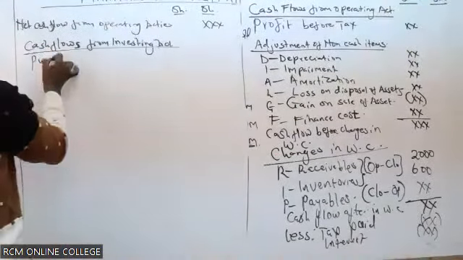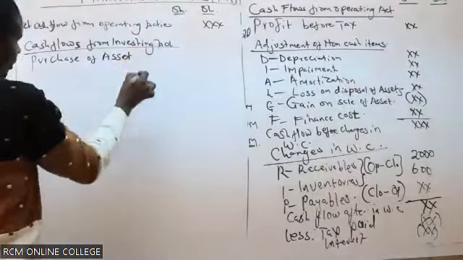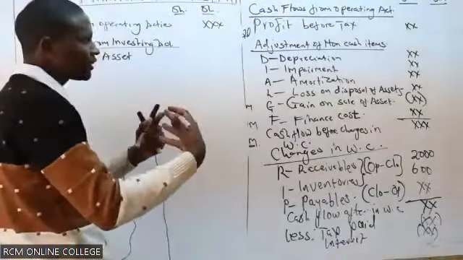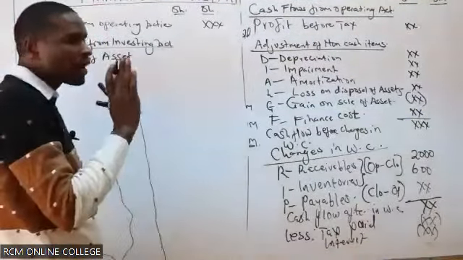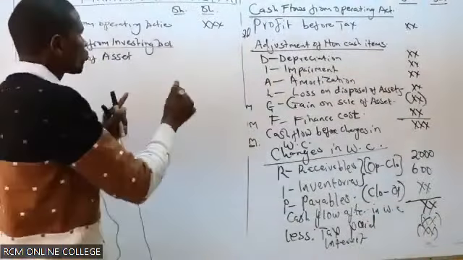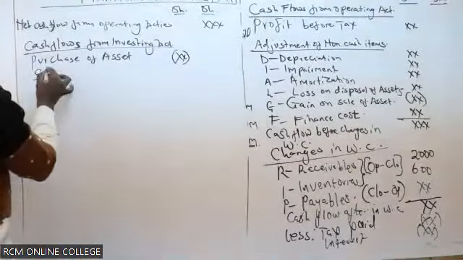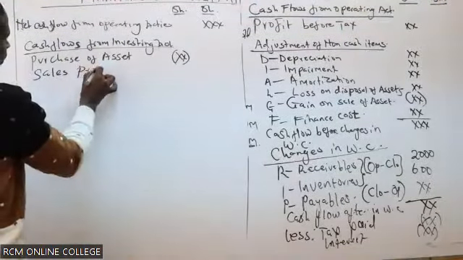Purchase of asset. Now I want us to look at it: if we purchase an asset, what happens to our cash? If we purchase an asset, very fast, let's finish with this. What happens to the cash? We look at cash here. It reduces, so we have less. Our cash has reduced. Sale of asset or sale profit. I call it sale profit.